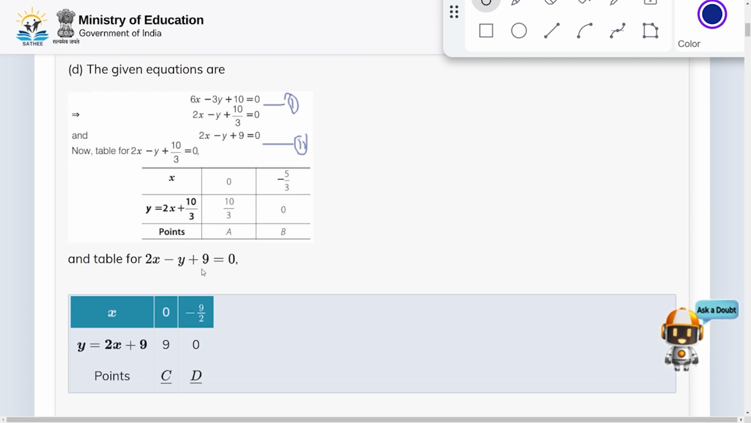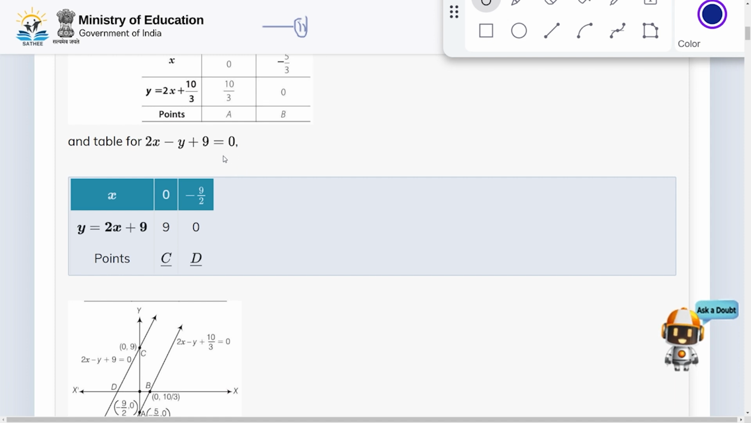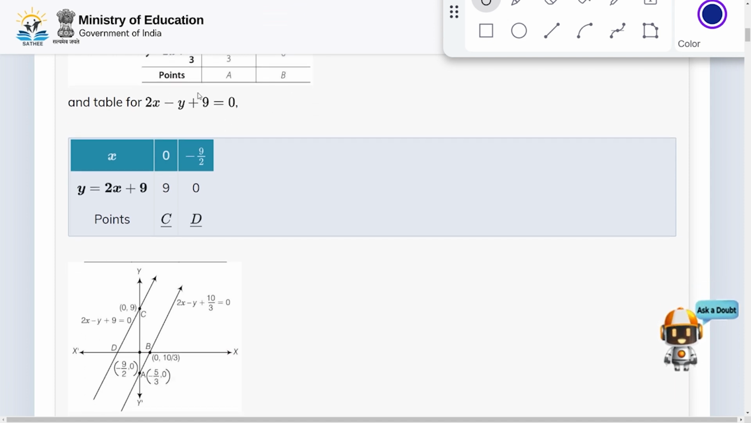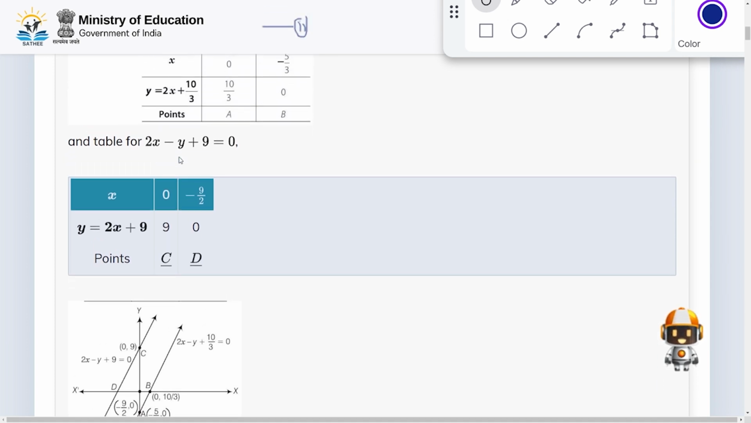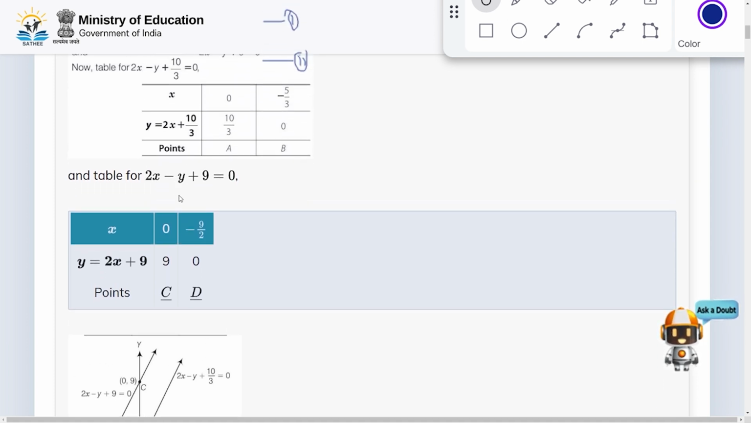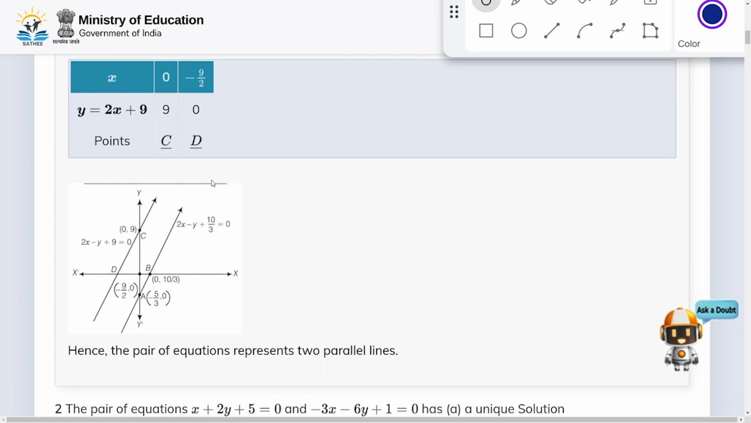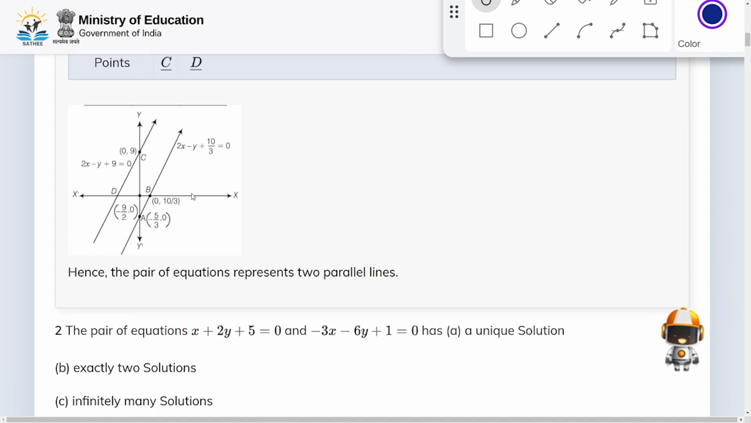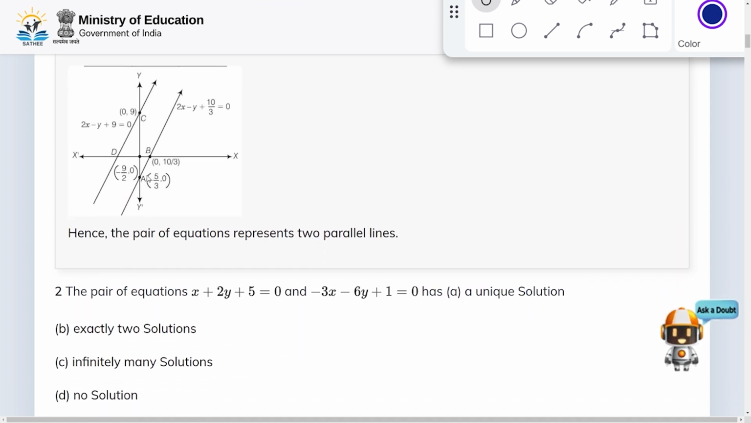Now the table for 2x minus y plus 9 is equal to 0. When we take x equal to 0, we get y equal to 9. And when we take x equal to minus 9 by 2, we get the corresponding value y equal to 0. Now if we plot these points on a graph, we will get this type of diagram.